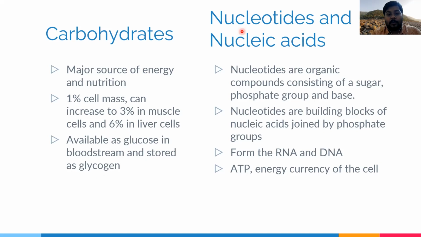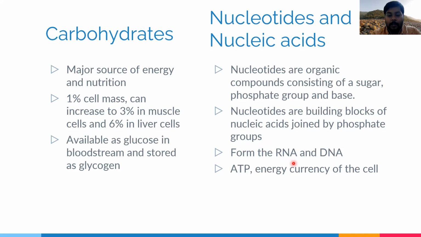Next, let us move on to nucleotides and nucleic acids. Nucleotides are organic compounds consisting of a sugar, phosphate, and a base, which are linked together by various chemical bonds. Nucleotides are building blocks of nucleic acids joined by phosphate groups via the phosphoester linkage. So nucleotides join together one after another in order to form the nucleic acids. There is a particular directionality to how the nucleotides are joined, and nucleic acids always join together to form the RNA and DNA of the cell from the 5' to the 3' direction.